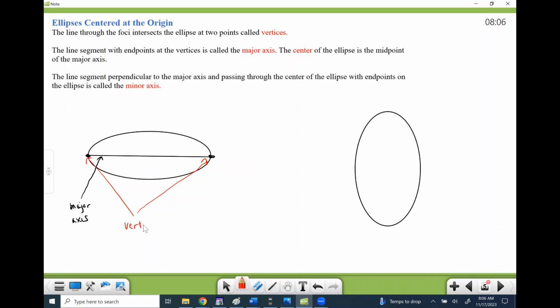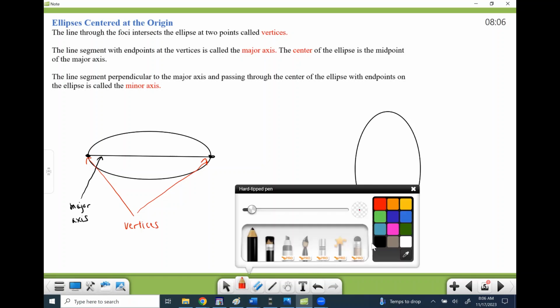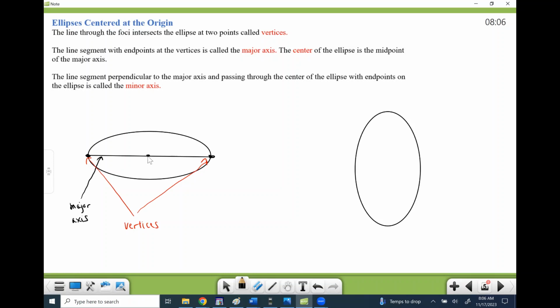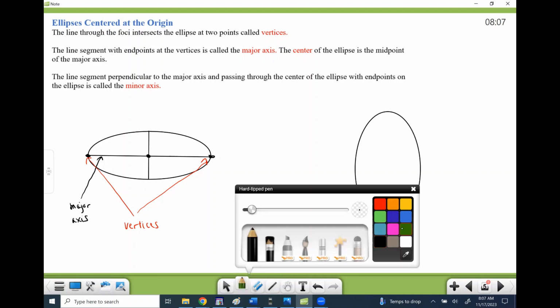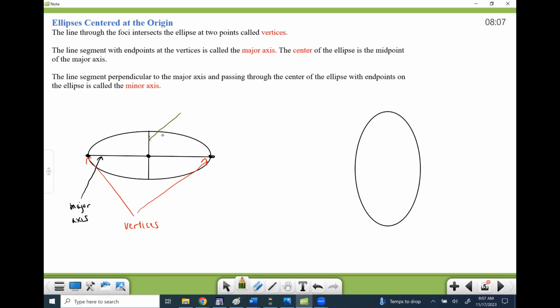Individually, they'd be a vertex, right? But the plural would be vertices. And of course, the point in the middle here would be the center. I'm not even gonna write that down, that one's so obvious. But then the shorter diameter, aka, air quotes, that's going to be the minor axis. So we have a major axis and we have a minor axis.